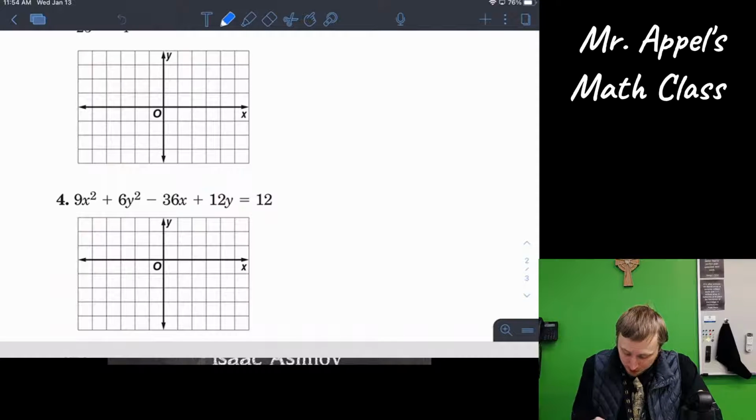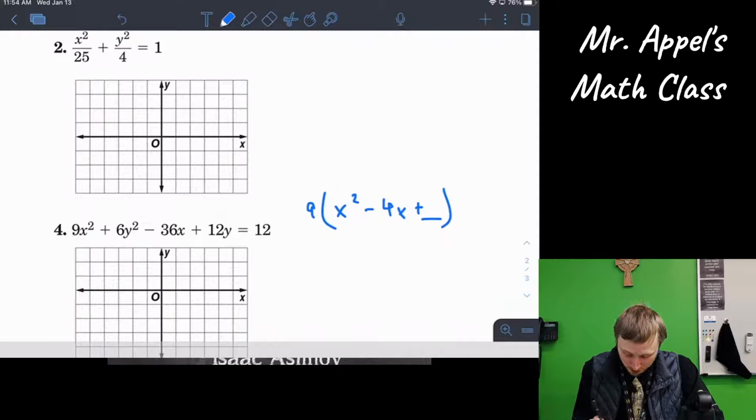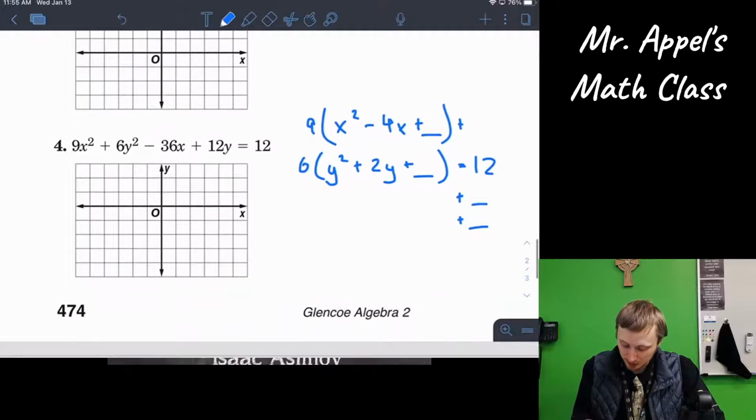I want the X's together. Let's put the X's together. 9, and factor out that 9. I would rather have just X squared. Minus 36 divided by 9, it leaves 4x plus some amount there. And for the y's, we're going to factor out a 6 y squared, this is positive, plus 12 divided by 6 leaves 2y plus some extras there. And all that is going to equal 12 plus my 2 blanks. I'm out of space on the page here.